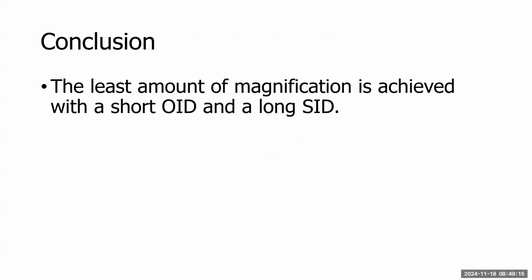The least amount of magnification is achieved with a short OID, so getting the part as close to the IR as possible, and a long SID. Well, we have standard SIDs that we use because we can't physically get 72 inches over a table. But if we could, we would get less magnification at 72 inches than at 40. Does everybody follow that? Okay. Any questions?